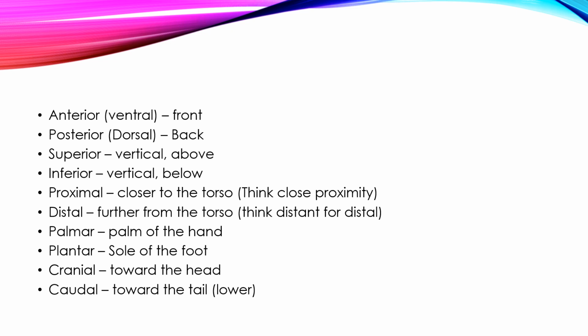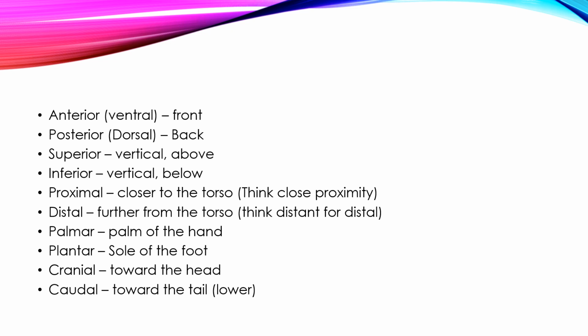Anterior or ventral is your front. Posterior or dorsal, like that dorsal fin on a dolphin or a shark, as I talked about in the last slides, means back. Superior means vertically above something. Inferior is vertically below something. So if I were to say that your head is superior to something, I'd say it's probably superior to your chest or to your arms. Versus if I want to talk about your legs, they are inferior to your trunk.